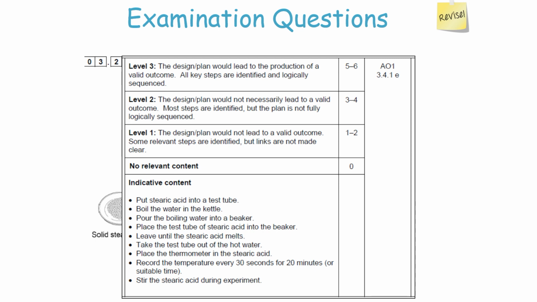And then finally, to get accurate results, always think about, on the last part of your method writing, how are you going to get accurate results? Not just results, but accurate results. And to do that, you'd have to stir the stearic acid during the experiment.